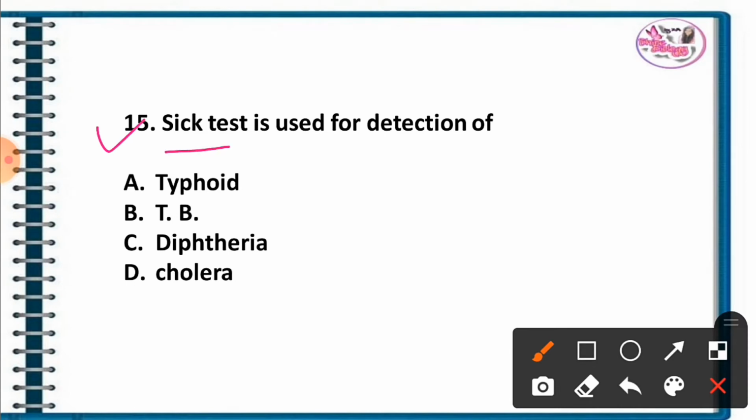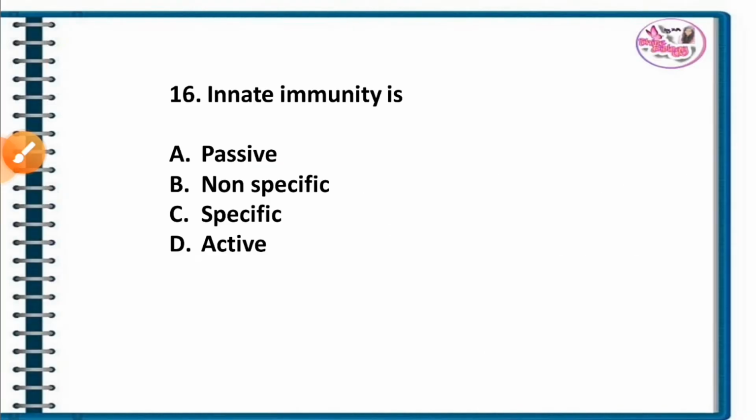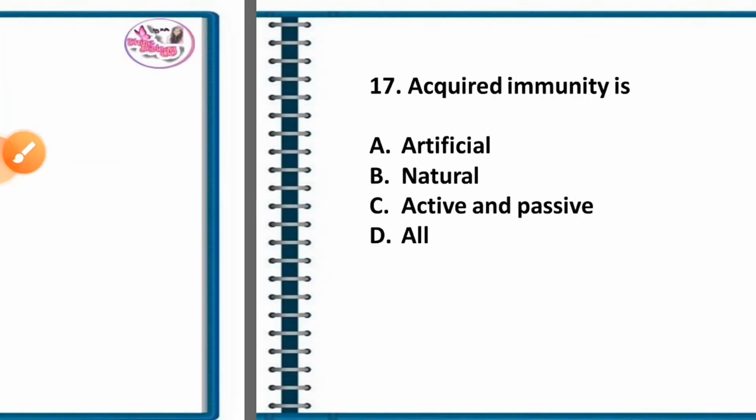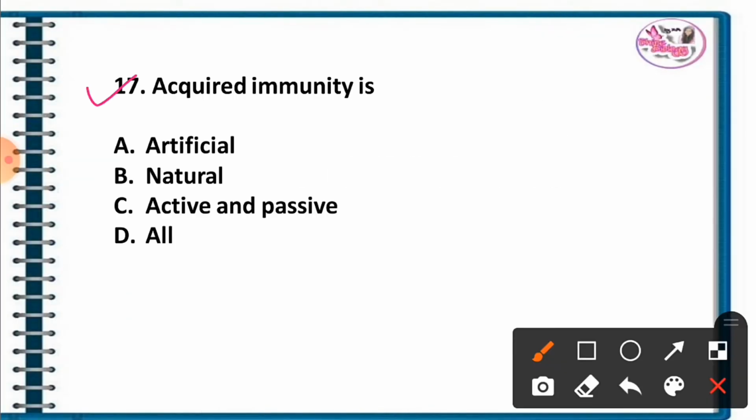Question 15. Schick test is used for detection of. The correct answer is option C. Diphtheria. Schick test is used for detection of diphtheria. Question 16. Innate immunity is. The correct answer is option B. Non-specific. Question 17. Acquired immunity is. The correct answer is option D. All. Artificial, natural, active and passive are acquired immunity.